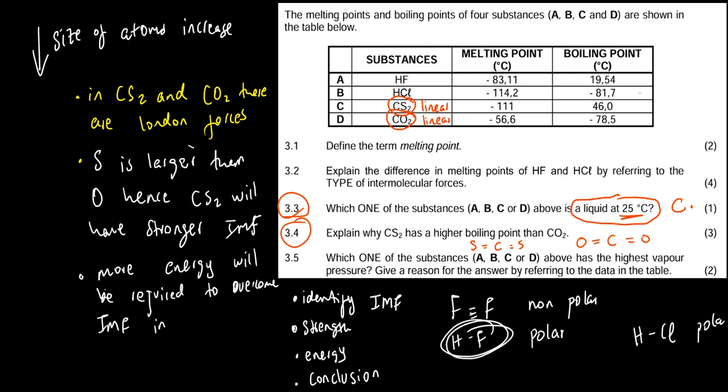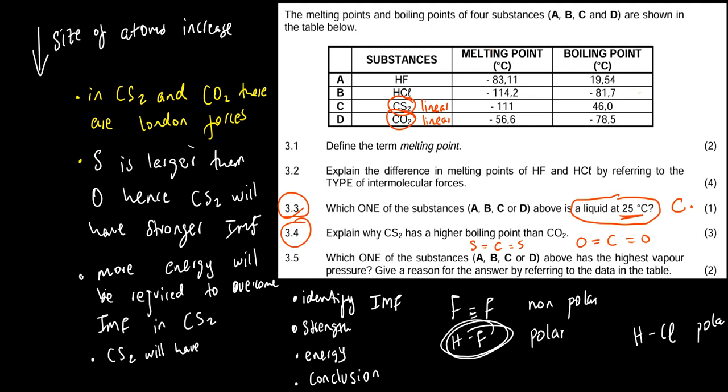So that means it's going to be to overcome the intermolecular forces in that CS2. So that's why CS2 will have a higher boiling point. Oh, I was looking at melting point. Yeah, CS2 has a higher boiling point as compared to CO2. So CS2 will have a higher boiling point.